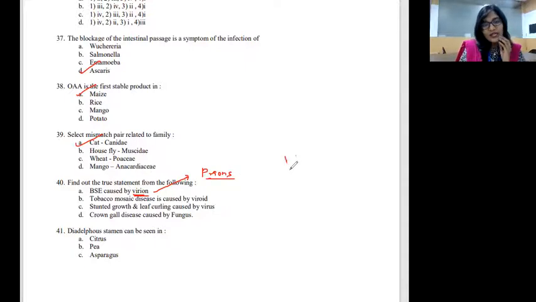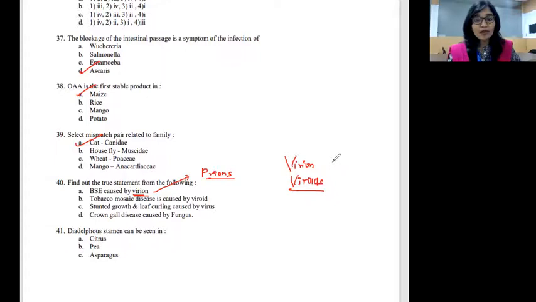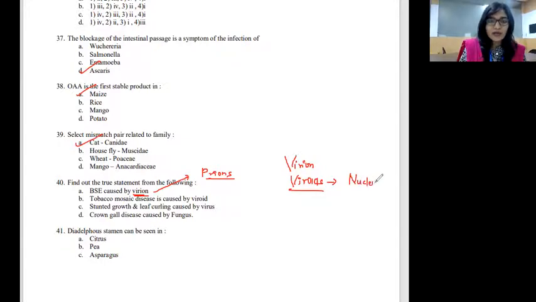Now you have to understand what virions, viroids and prions are. Very important. Viroids are similar to a virus, but they are much smaller than a virus. Viroids have only RNA. Virions have RNA and also proteins, the viral proteins. And in prions, you will have only proteins, only viral proteins.